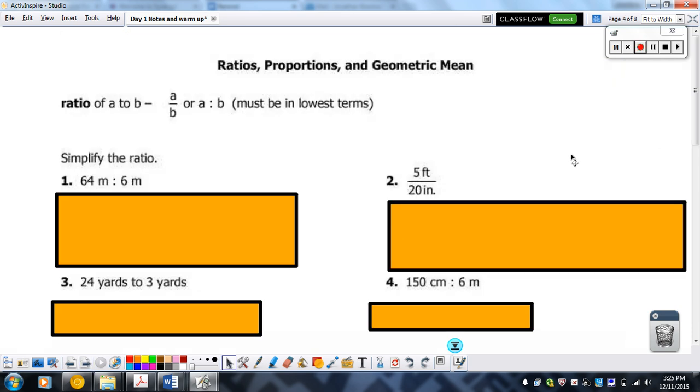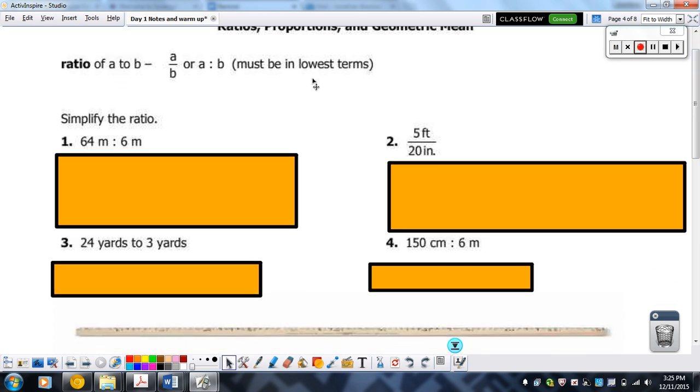Now we're going to talk about ratios, proportions, and geometric means. All right, a ratio can be written in several different ways. It can be written as A to B, or A over B, or A colon B. But we always want to reduce it and put it in the lowest possible terms.